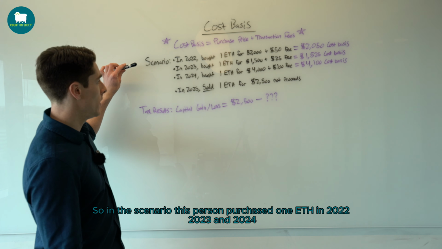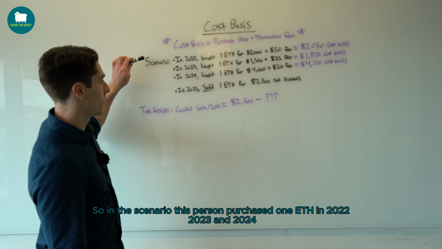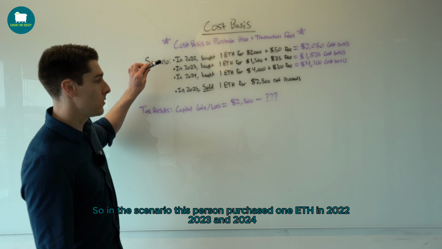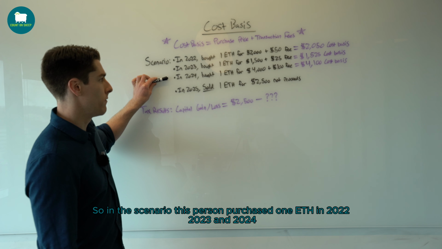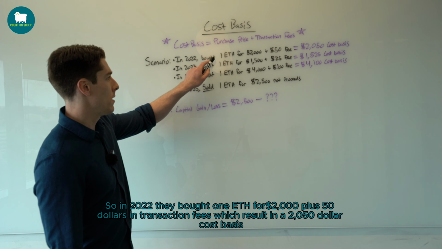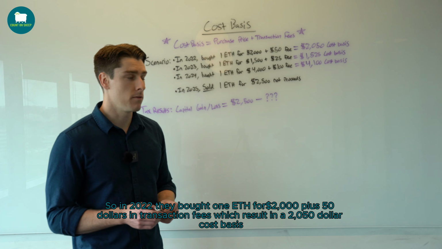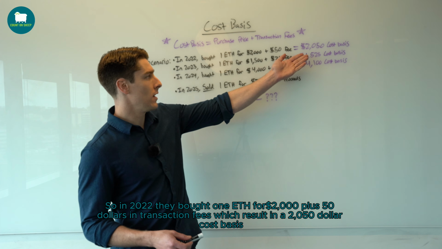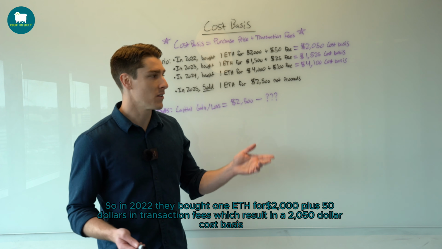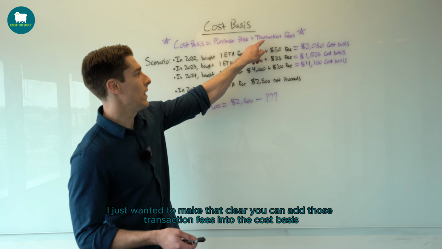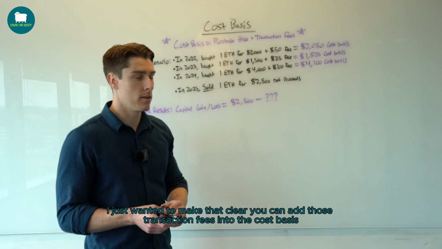So in this scenario, this person purchased 1 ETH in 2022, 2023, and 2024. In 2022, they bought 1 ETH for $2,000 plus $50 in transaction fees, which results in a $2,050 cost basis. I just wanted to make that clear. You can add those transaction fees into the cost basis.